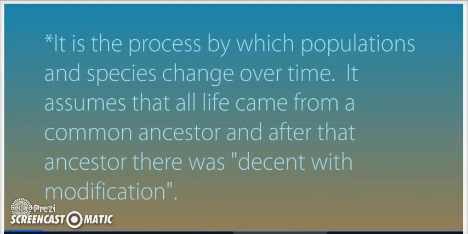All right. So continuing on with what evolution is, it is the process by which populations and species change over time. Evolution assumes that all life came from one common ancestor, and after that there was descent with modification. We've discussed the idea of a single-celled organism being the first life to crawl out of the primordial soup, and evolution has caused changes that have led to all of the species here on Earth. Go ahead and hit pause and write this.